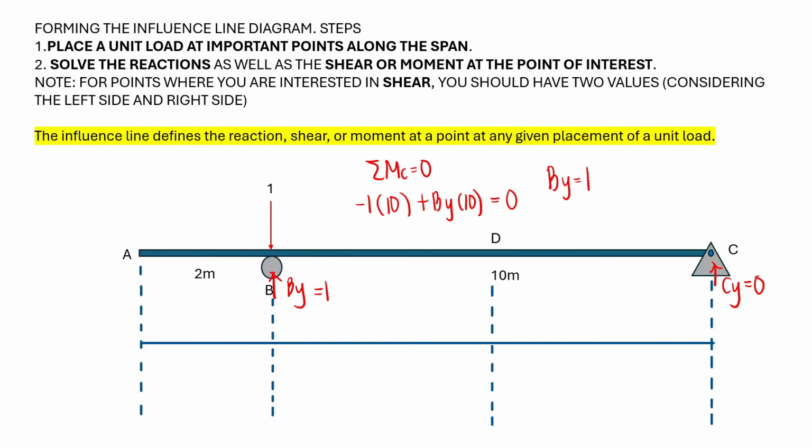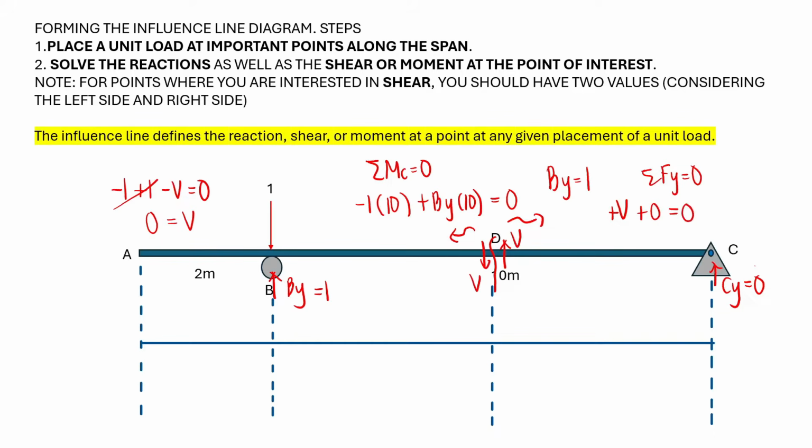And so we'll calculate the shear at D. So we'll make a cut, and then this is the internal force, and we also have internal force here. And so solving the shear force, considering the left side, we have minus 1, and then plus 1 minus V is equal to 0. So since this just becomes 0, we have 0 is equal to V. And so the shear at the midspan, if the unit load is right here, is equal to 0. By the way, you can actually consider the left side or the right side, and then you'll just get the same value. Now if you'll consider the right side, we have summation of forces along Y. This will be upward, so that's plus V. And then we have no reaction at C. So this is plus 0, and that's equal to 0. So we have V equals 0.